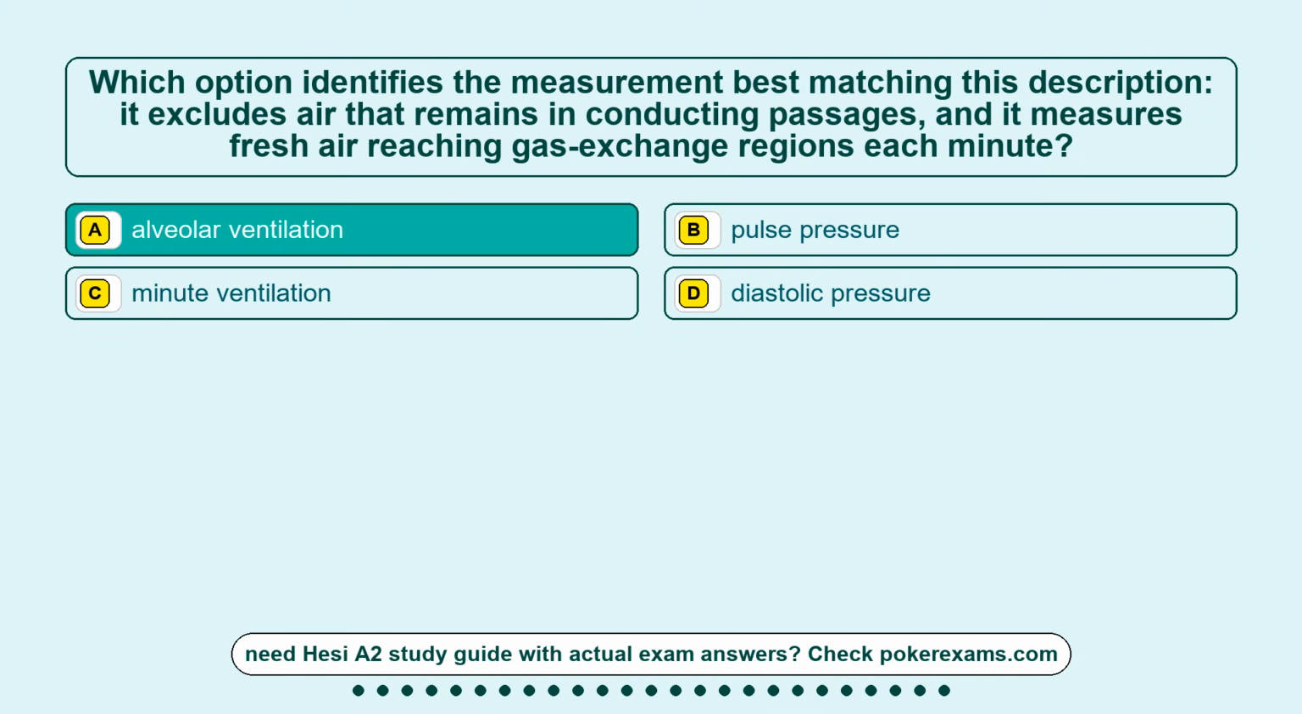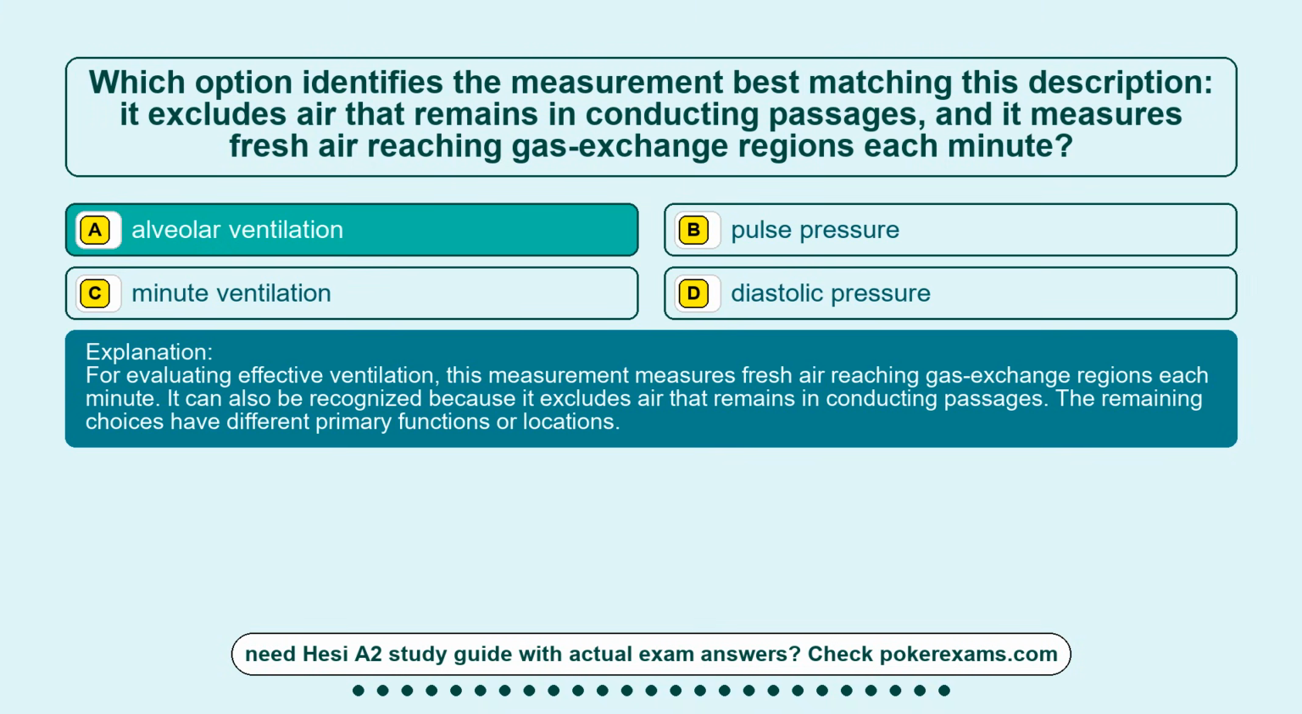The correct answer is option A, alveolar ventilation. For evaluating effective ventilation, this measurement measures fresh air reaching gas-exchange regions each minute. It can also be recognized because it excludes air that remains in conducting passages. The remaining choices have different primary functions or locations.